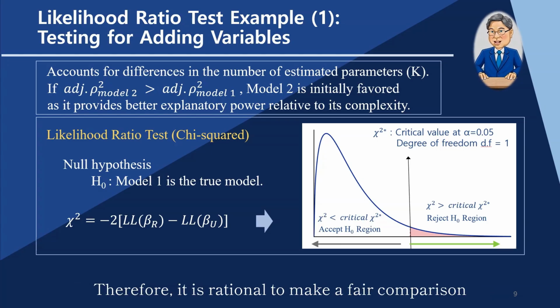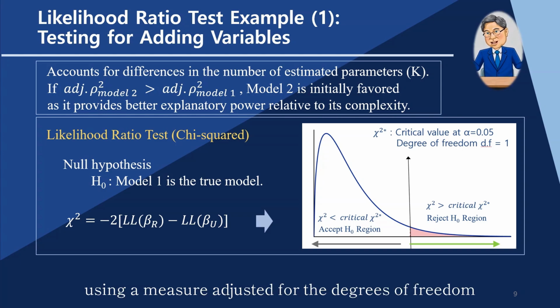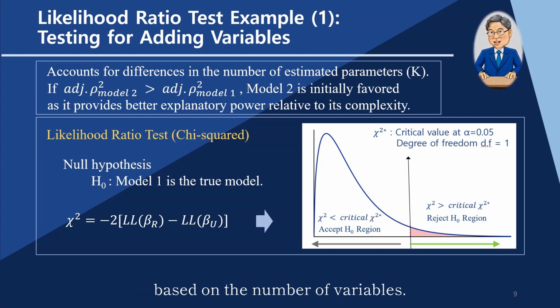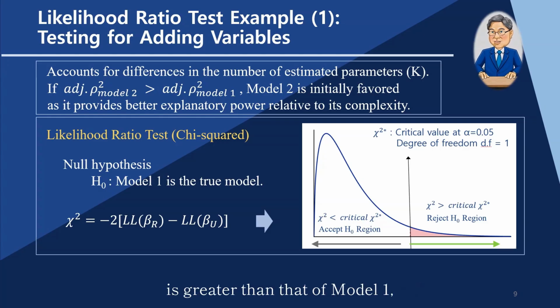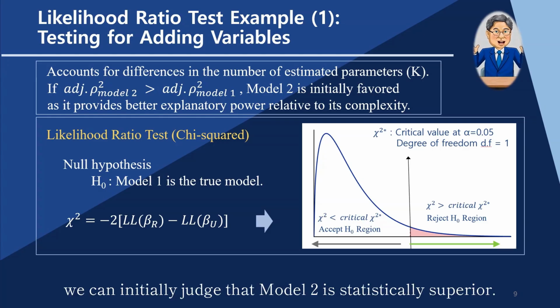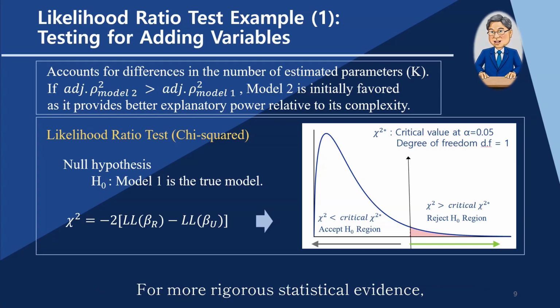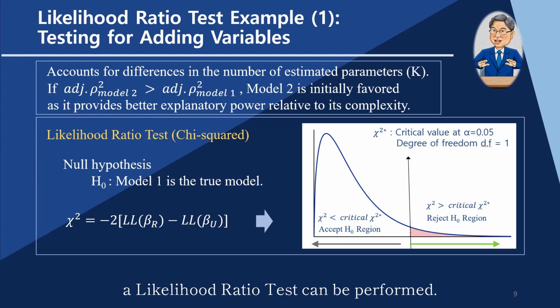Therefore, it is rational to make a fair comparison using a measure adjusted for the degrees of freedom based on the number of variables. If the adjusted Rho-squared of Model 2 is greater than that of Model 1, we can initially judge that Model 2 is statistically superior. For more rigorous statistical evidence, a likelihood ratio test can be performed.